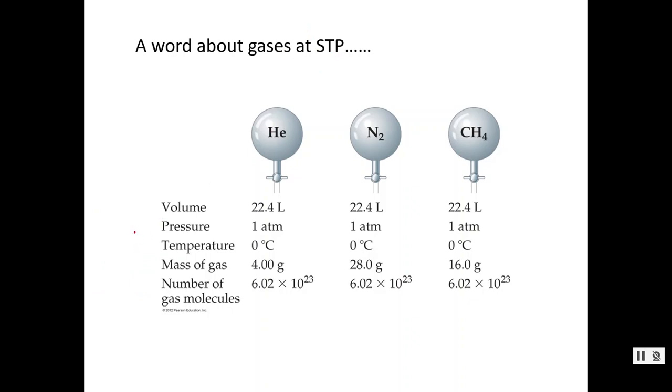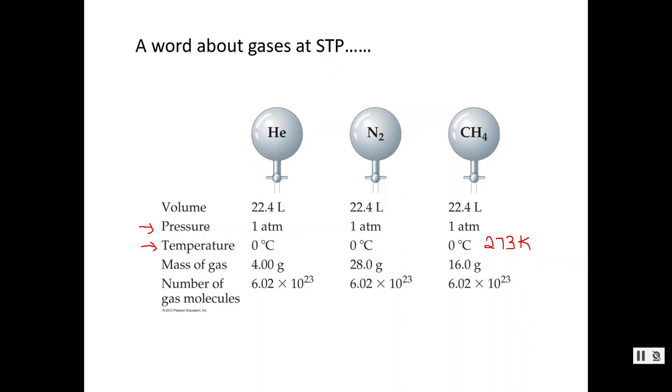Specifically, those values of STP are 1 atmosphere and 0 degrees Celsius, which is the same as 273 Kelvin. And this figure from your text, from MindTap, illustrates something interesting if you are at STP, a pressure of 1 atmosphere, 273 Kelvin, and you have 1 mole of gas.